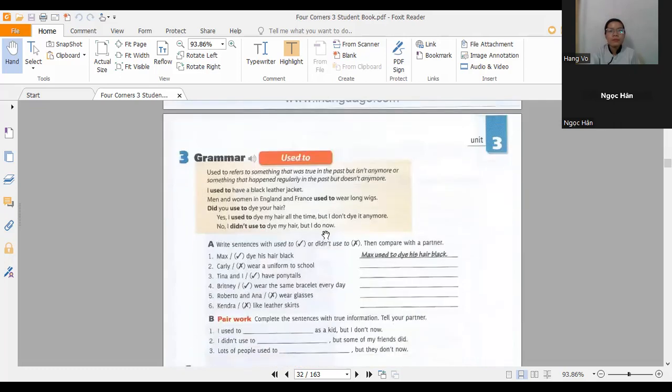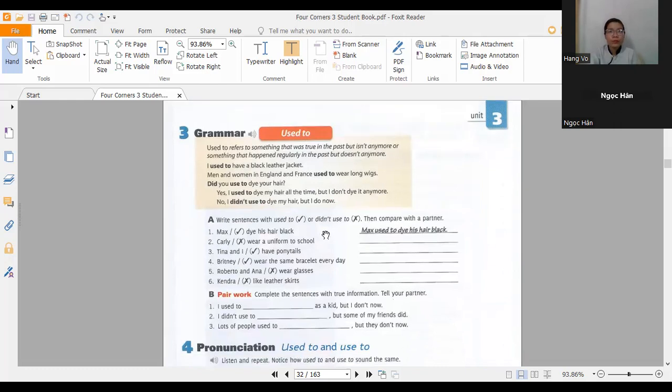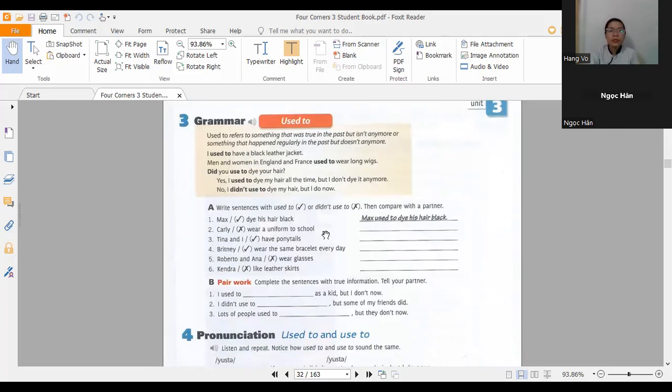So now, let's move to the grammar points. Okay, so we talked about used to. Used to, we use it to refer to something that was true in the past, but isn't anymore, or something that happened regularly in the past, but doesn't anymore. Vậy thì cái công thức used to này mình sẽ dùng để nói về một cái thói quen của mình ở trong quá khứ nha em. Một cái điều mình đã từng làm trong quá khứ, nhưng mà bây giờ mình không có làm nữa.